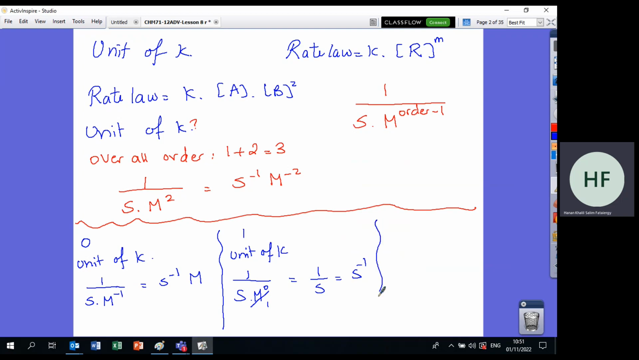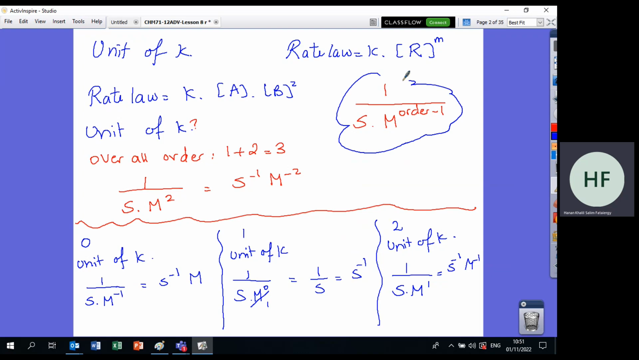Now, if the overall order is 2, what is the unit of K? 1 over S times M to the power 2 minus 1. 2 minus 1 is 1. Now bring this one up, it will be S minus 1, and bring this one up, it will be M minus 1. So always remember the unit of K is 1 over S, M to the power order minus 1. You put the overall order, and then you minus 1, you get the unit of K. This is a very common question in the exam that you might get as a multiple choice question.